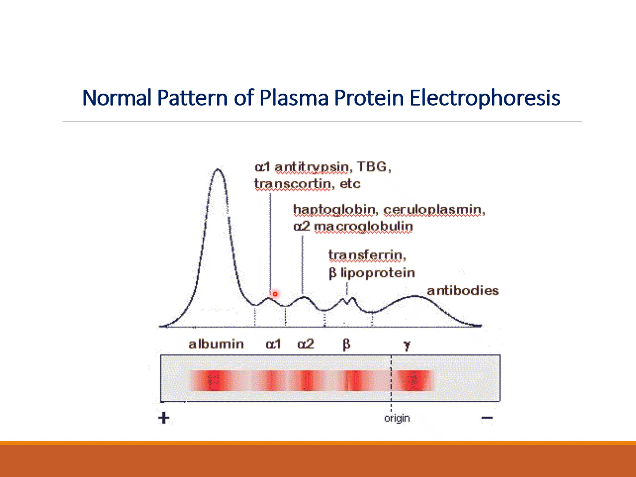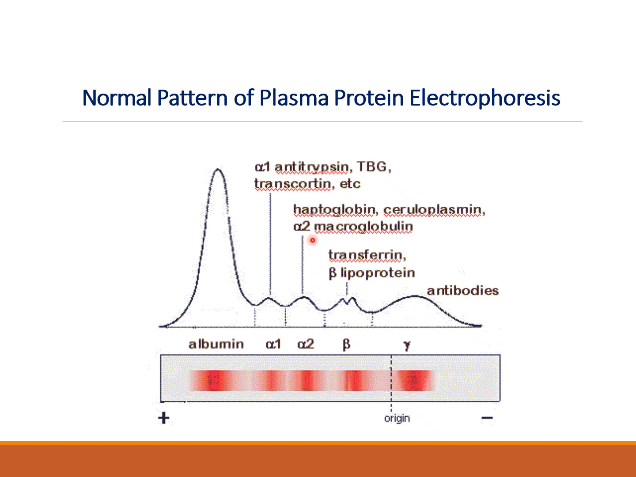If you are drawing the condition also, we won't give marks. So better draw the normal pattern. And in that I want to tell what alpha 1 is otherwise called, because in MCQs they'll be asking what the alpha 1 globulin is commonly called. So better note it down. Alpha 1 antitrypsin, thyroxine binding globulin, transcortin, etc.